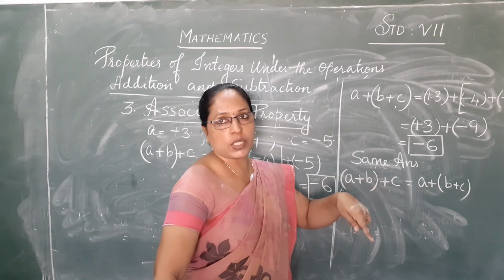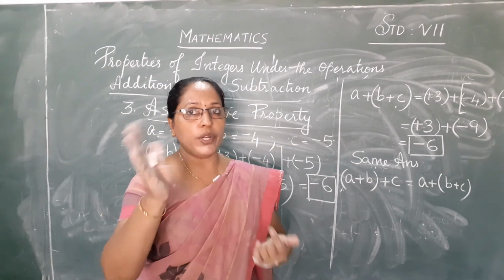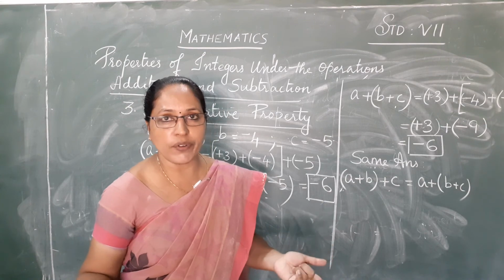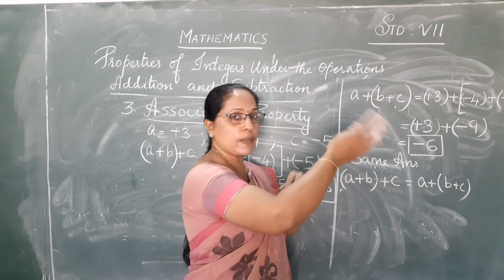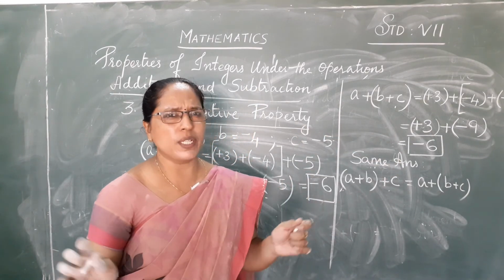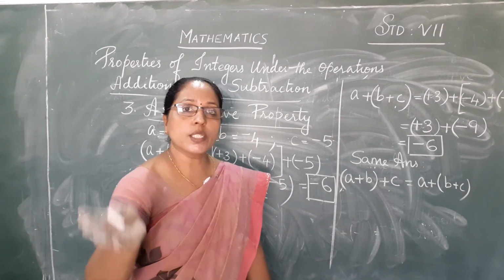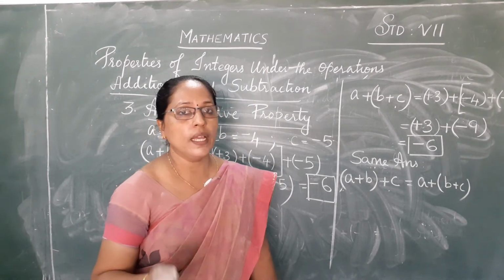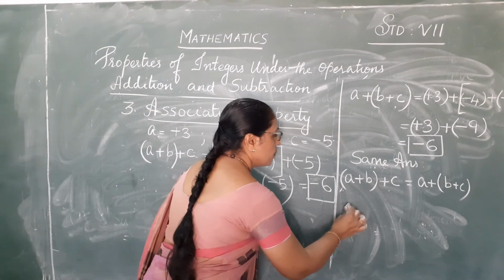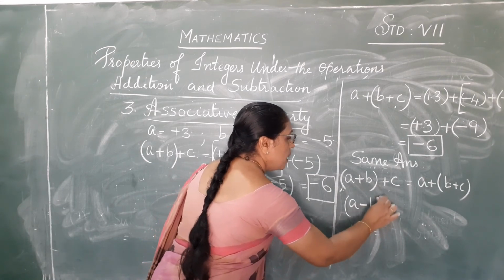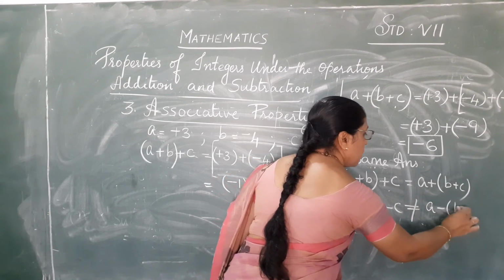Okay. Next, subtraction. As we have already seen in commutative property, when we reverse the order of subtraction, answers are different. So the same thing happened here also. When you reverse the order of subtraction, the answer will come different. So no need of doing the associative property of subtraction, because it's already clear in the commutative property that subtraction is not true. So we can say that a minus b minus c is not equal to a minus b minus c.